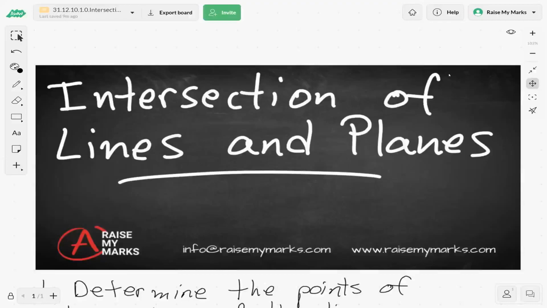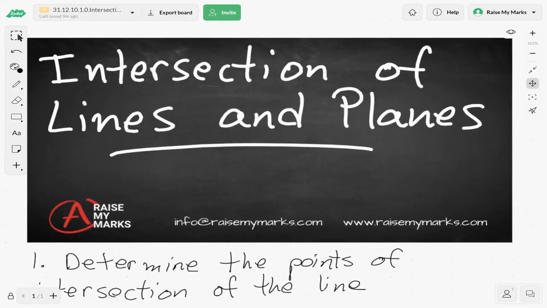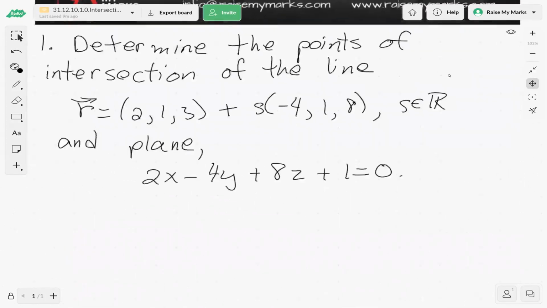Hello, so today we're looking at the intersection of lines and planes. We're asked to determine the points of intersection of the line r equals (2, 1, 3) plus s times the direction vector (-4, 1, 8), and our plane 2x minus 4y plus 8z plus 1 equals 0.